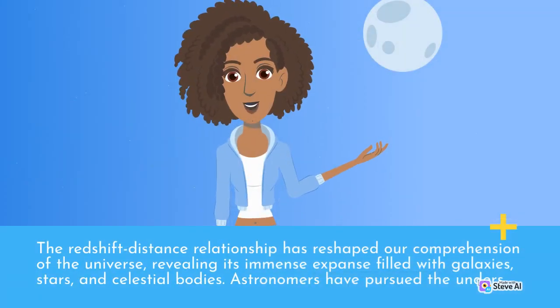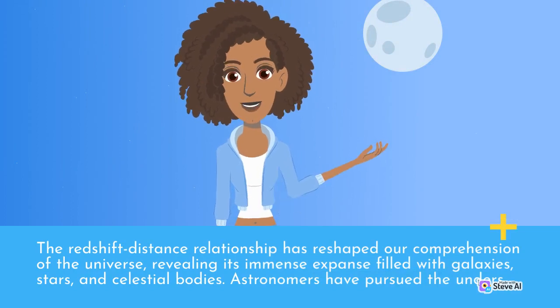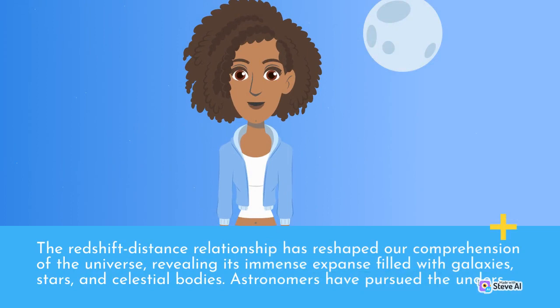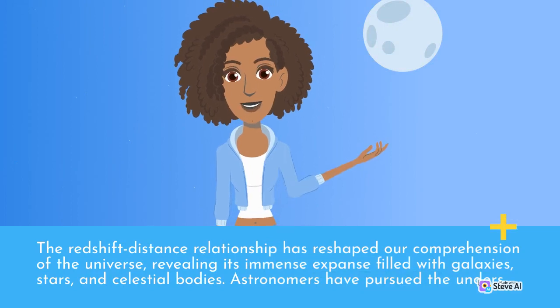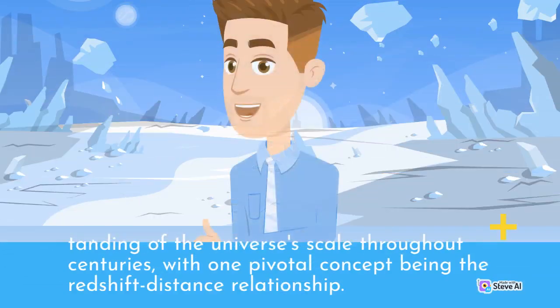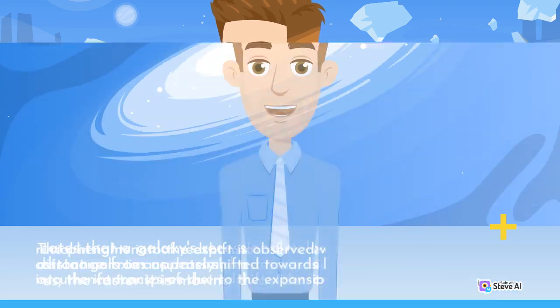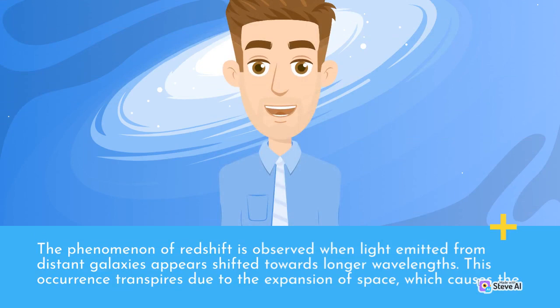The redshift distance relationship has reshaped our comprehension of the universe, revealing its immense expanse filled with galaxies, stars, and celestial bodies. Astronomers have pursued the understanding of the universe's scale throughout centuries, with one pivotal concept being the redshift distance relationship. The phenomenon of redshift is observed when light emitted from distant galaxies appears shifted towards longer wavelengths.